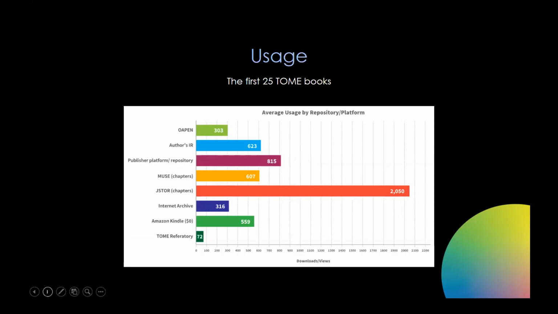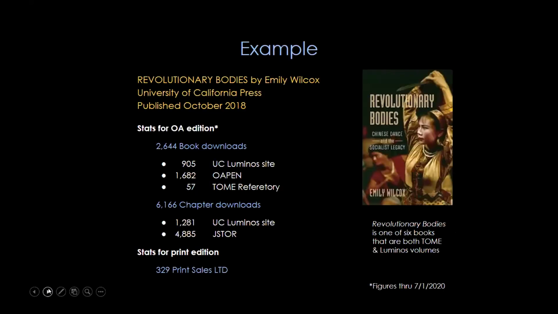And this gives you a sense of where those downloads are coming from. There's a lot of really interesting information here that we would definitely be looking into further. But you can see JSTOR has been a significant source of the downloads. And interestingly enough, Amazon Kindle. This surprised us: when a book is made available open access as a free Kindle book, even an academic book, it does generate significant usage. Next slide.